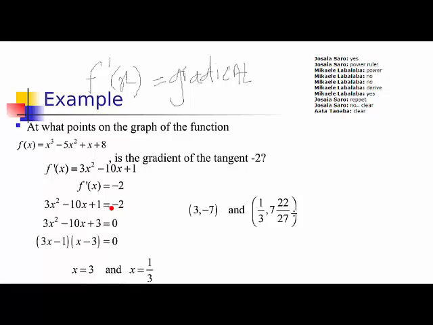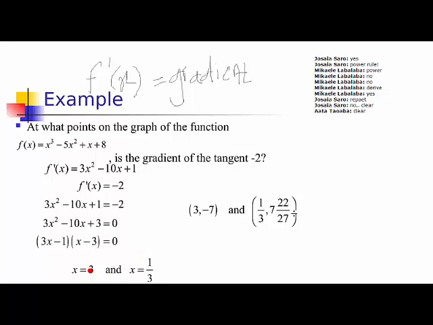Now, what are we going to find? We are going to find the points, so I am required to find the x and y values. If I simplify this, I will get x as 3, that is one point, and x as 1 over 3, that's another. Now, how will I find my y value?